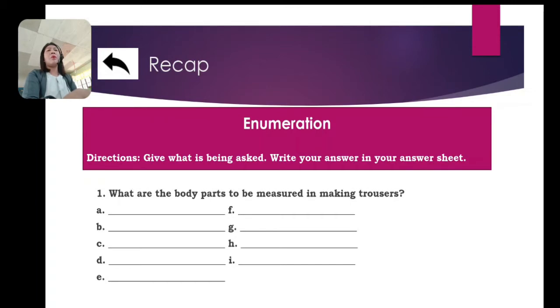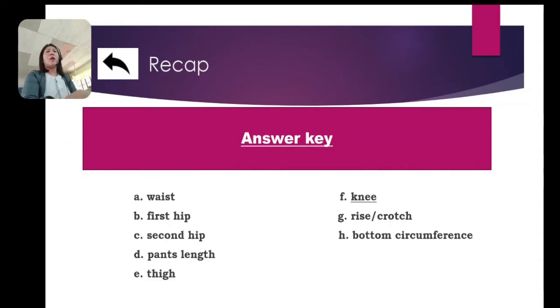I will give you 10 seconds to answer it. What are the body parts to be measured in making trousers? So time start now. Time's up. So here is the answer: waist, first hip, second hip, pants length, thigh, knee, rise or crotch, and bottom circumference.